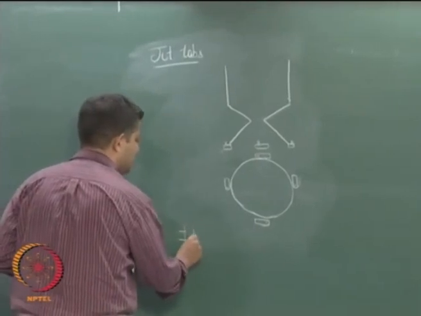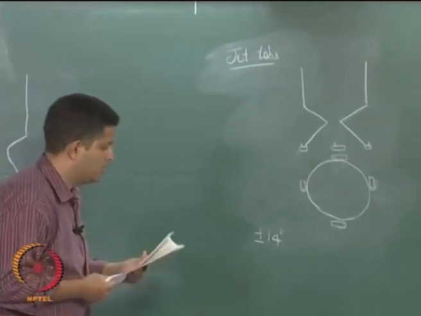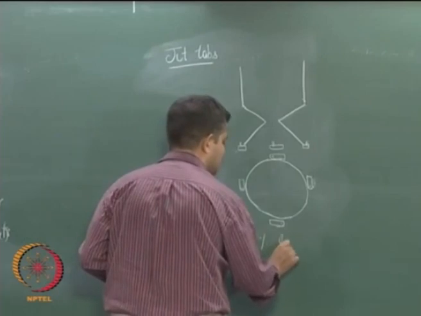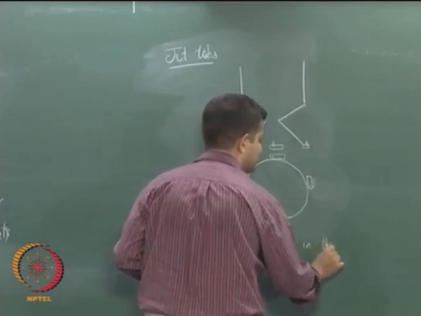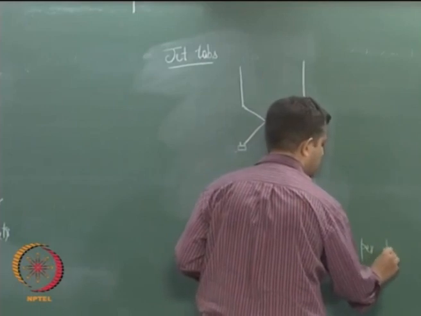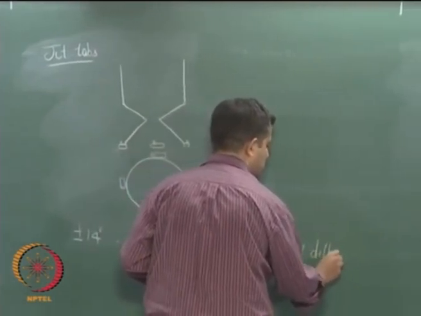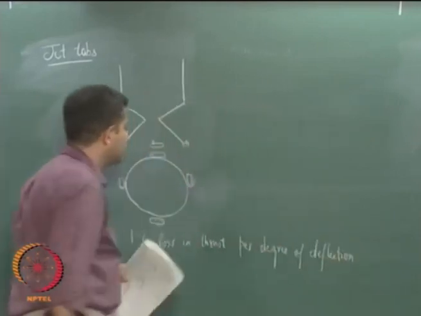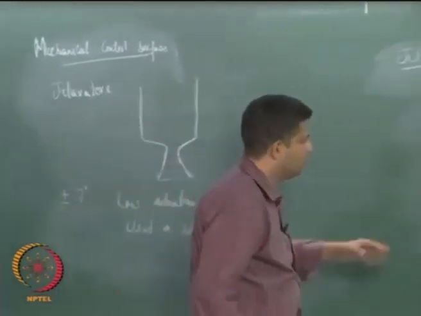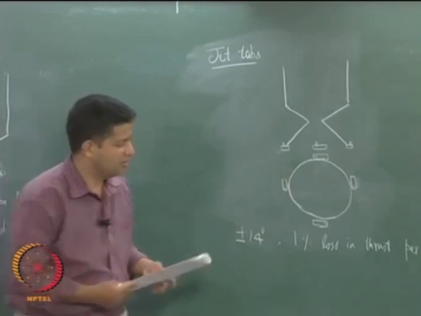With this you can get plus minus 14 degrees of change in the thrust, and whenever this is in use it leads to something like 1% loss in thrust per degree of deflection. Okay. And the actuation power here is also very small because you are only trying to actuate a small tab, so the actuation power required is smaller here.